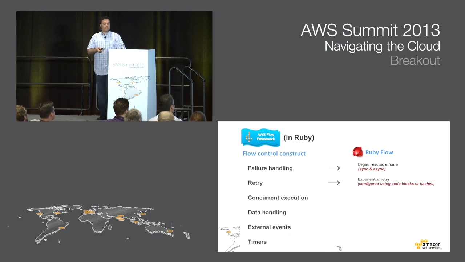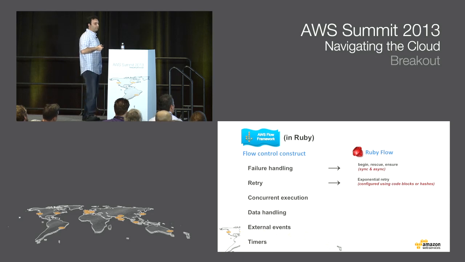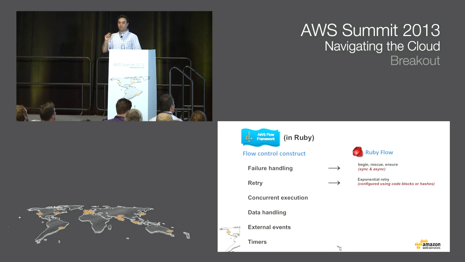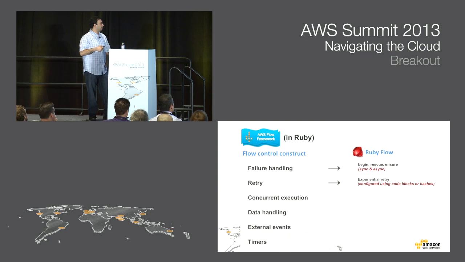If you want to retry steps that fail in your workflow, we provide a declarative mechanism for specifying an exponential retry policy. You can declaratively say, if this step fails, let's say retry it 3 times. But when you retry it, wait 10 seconds before you do the first try, and then wait more time if it continues to fail. And that's very simple to do using the AWS Flow Framework.